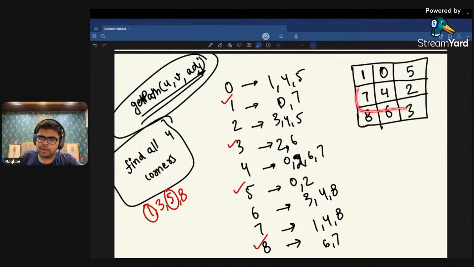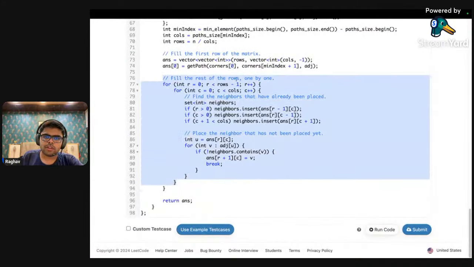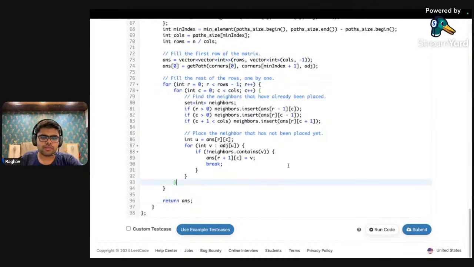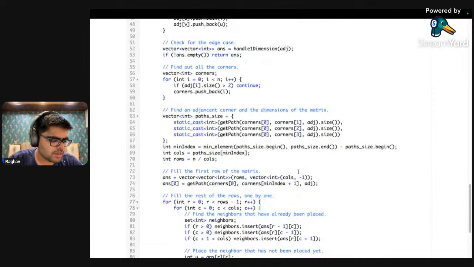And then at the end of the day, I will run the for loop till the last second row, because once the for loop for the last second row is done, the last row would have already been written. The matrix would already be complete, so I can run it till rows minus 1 and then return the answer. So I hope it makes sense.